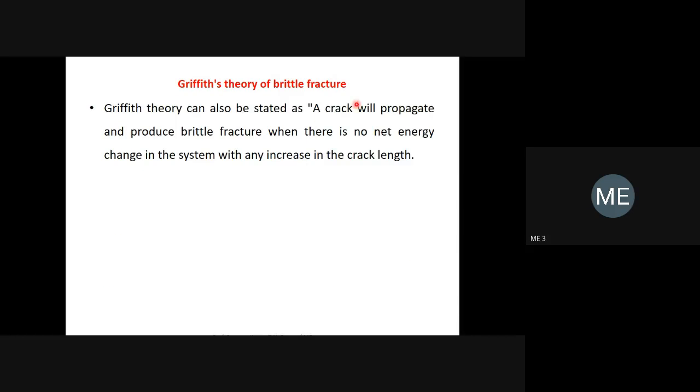So we can explain Griffith theory in a different form. A crack will propagate and produce brittle fracture when there is no net energy change in the system with any increase in the crack length. So I am talking about the simple pendulum. The pendulum bob in the horizontal position has maximum potential energy. When it is in the vertical position, it has maximum kinetic energy. During the movement of the pendulum from horizontal position to vertical position, the net change in energy is zero.